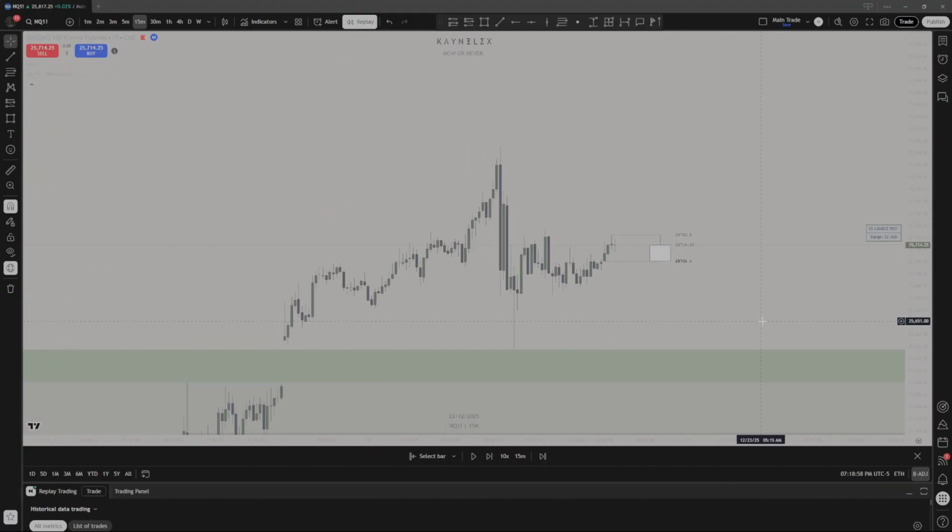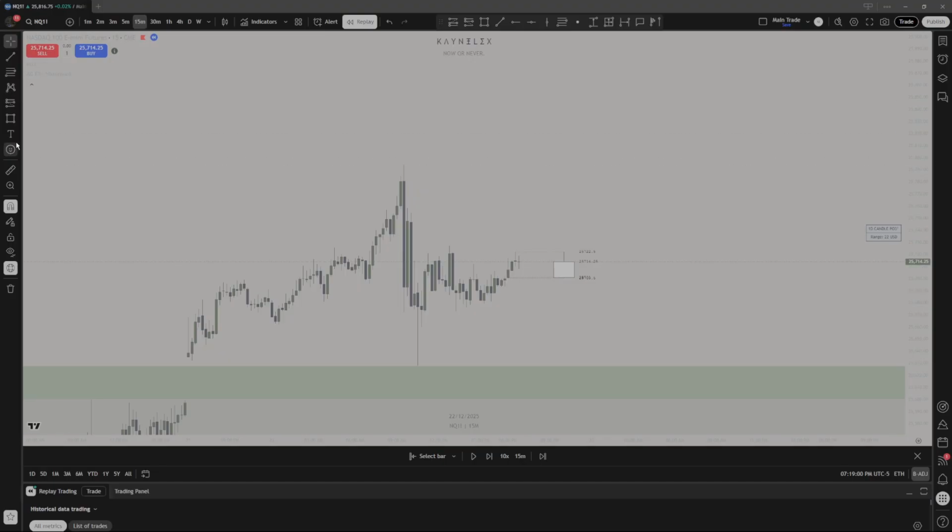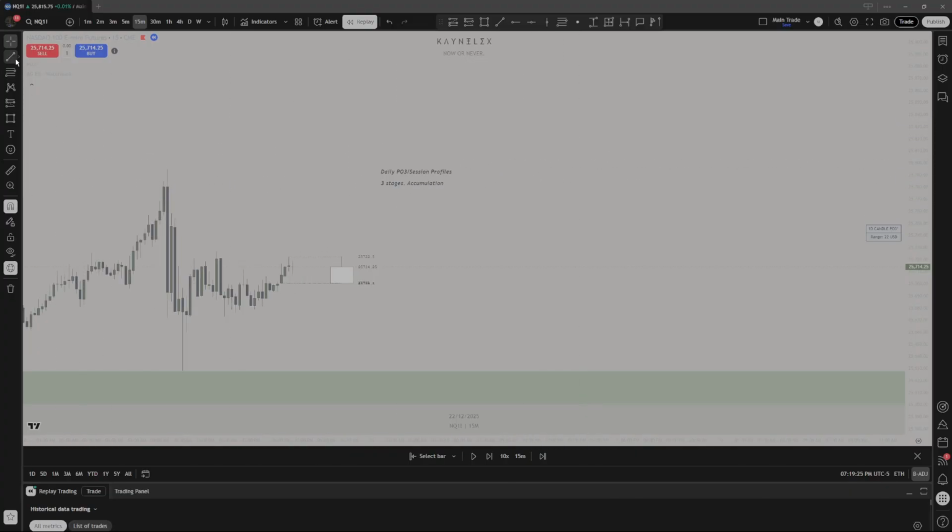So first, I need to explain the daily power of 3, or sometimes it's called the session profiles. Basically, what this is, is that time moves in 3 stages. Price moves in 3 stages. Accumulation. Let me draw it for you.